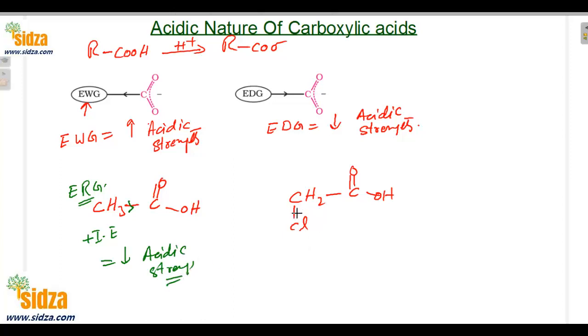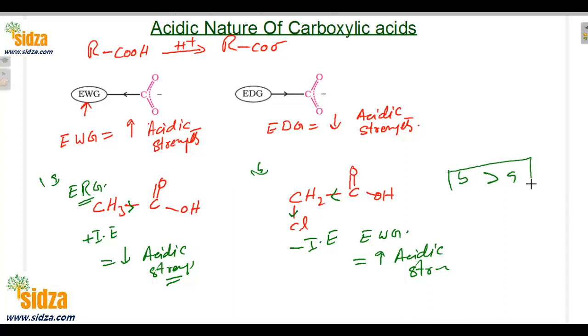Now you have a chlorine. In this case, chlorine is going to withdraw electrons, taking the electrons away because it has a negative I effect. Negative I effect means it will withdraw the electrons. It is an electron withdrawing group, so it will increase the acidic strength, which means that B is more acidic than A.